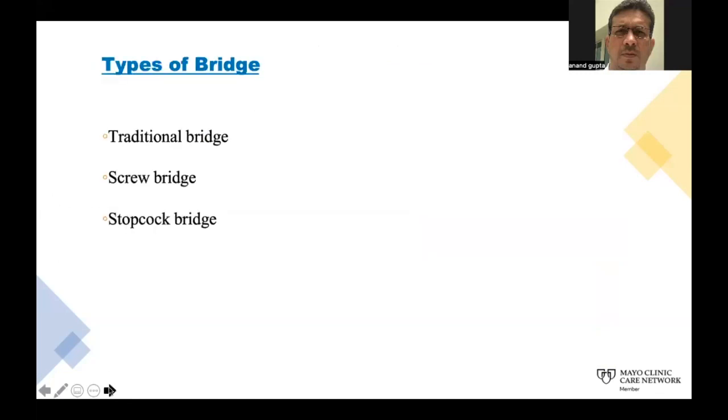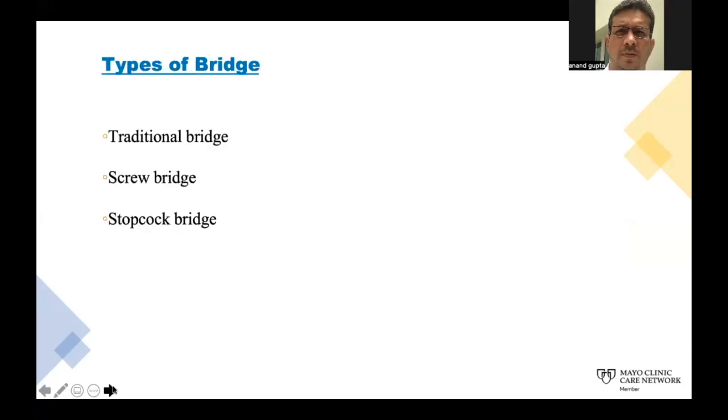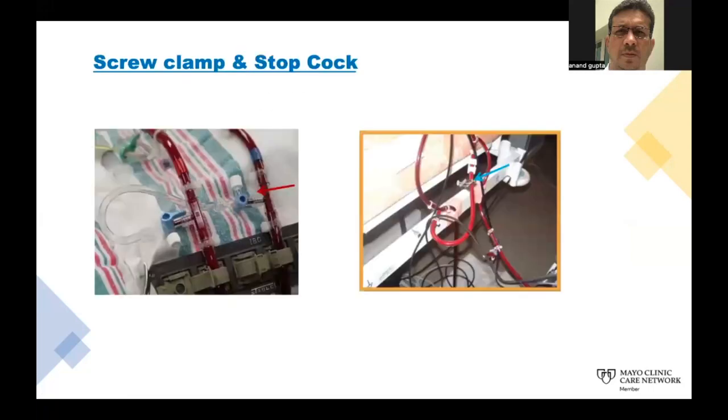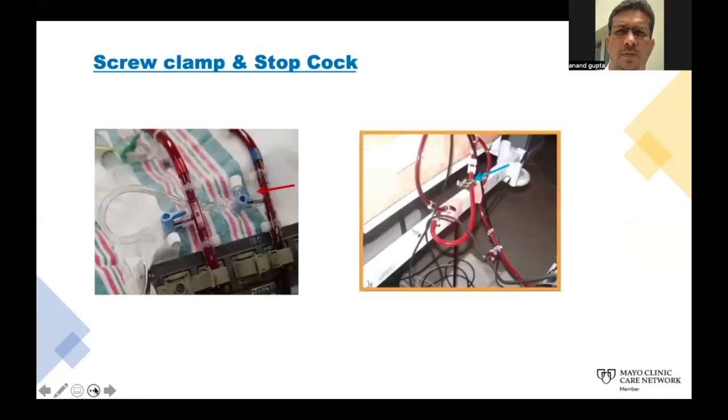Bridge: there are three kinds of traditional bridge, the screw bridge and the stopcock bridge. It is located near the cannula and connects the arterial and venous limbs of the circuit. It allows the patient to be isolated from the circuit while blood flow is maintained to prevent stagnation. So as you can see, there are two different kinds of clamp, the stopcock and the screw clamp.